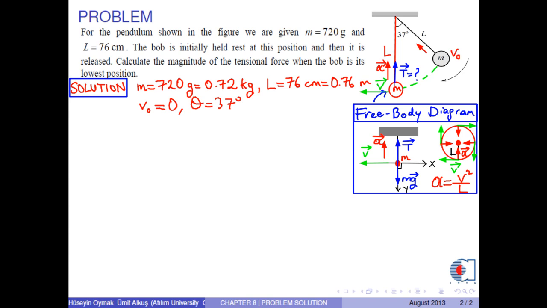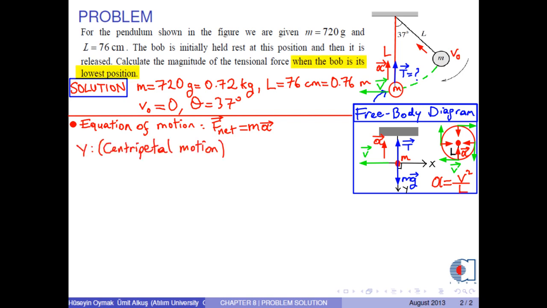We can write the equation of motion with the help of Newton's second law, F net equals ma. The equation of motion along the y-axis when the bob is at its lowest position can be regarded as the centripetal motion. Therefore, the centripetal force becomes T minus m times g, which has to be equal to m times v squared over L.